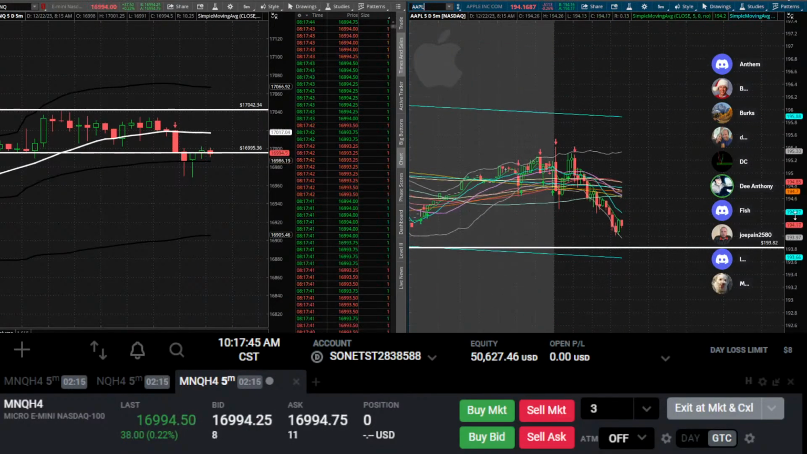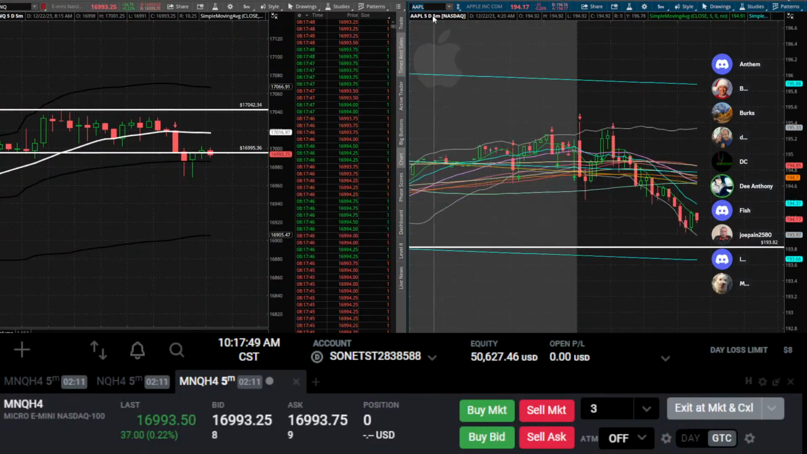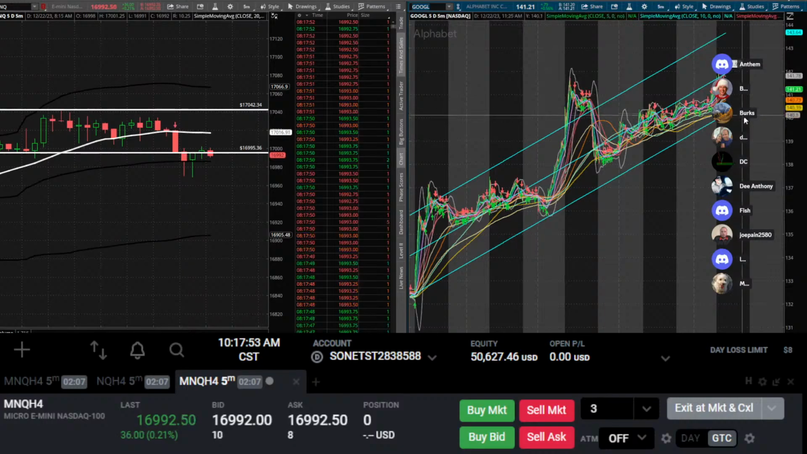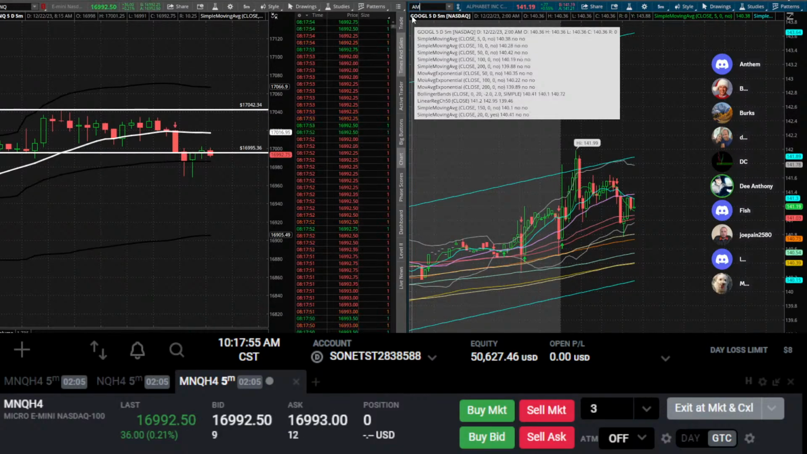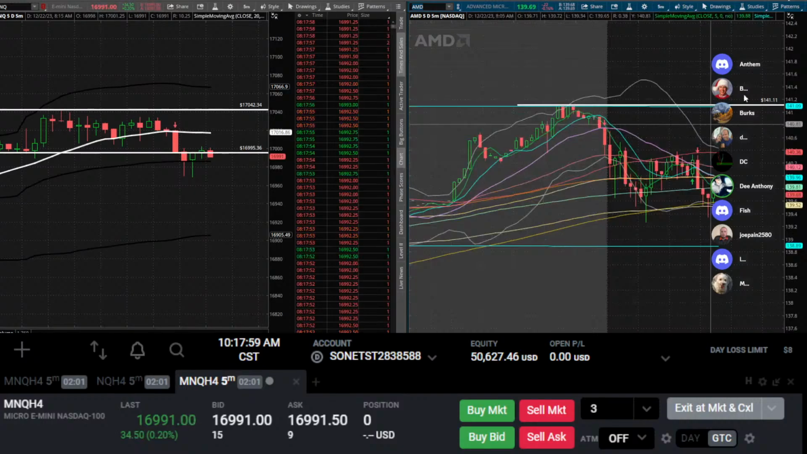Yeah, Apple continues to get beat up. Google's not doing nothing. AMD's hanging out here at the bottom.